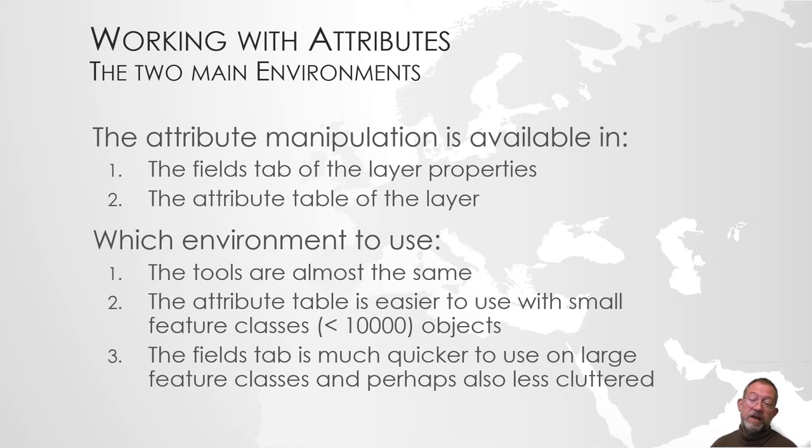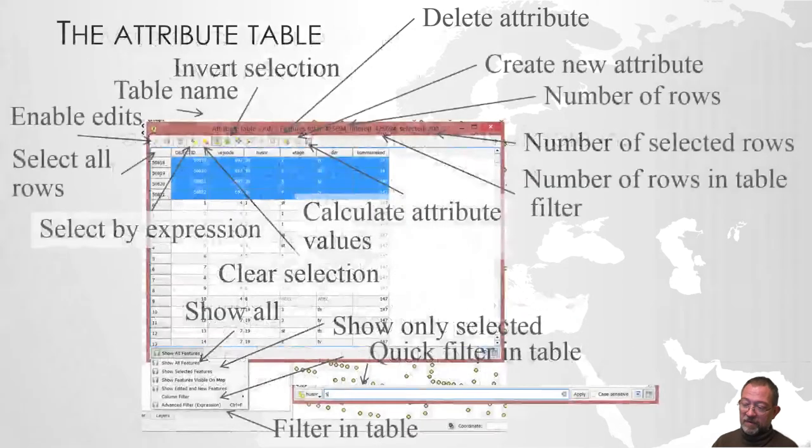Basically, because when you use the attribute table, each time you make a change, the whole table updates. So if you've got lots of objects that are updating all the time, it takes a really long time. So if you're working with small data sets, it's fine to do it in the attribute table and probably the easiest. If you have large data sets, then you should probably consider working in the fields tab. If we look at how we do it in the attribute table, this is really a cluttered environment, with lots of commands to work with. But then we can talk about them.